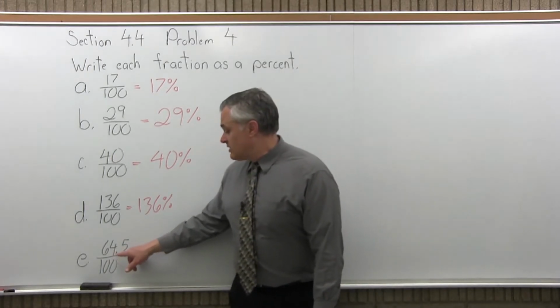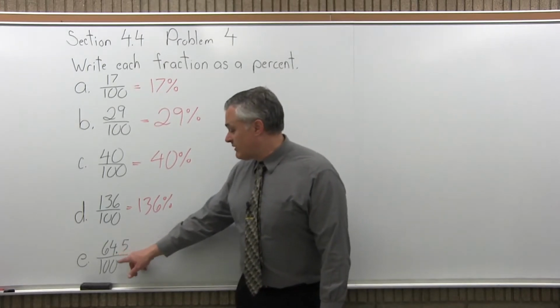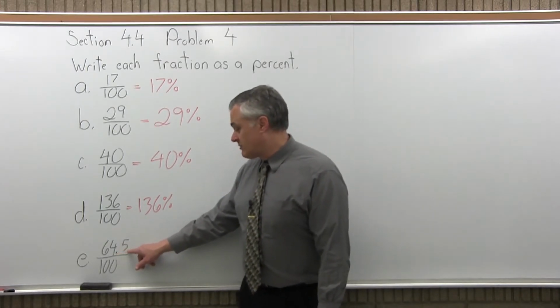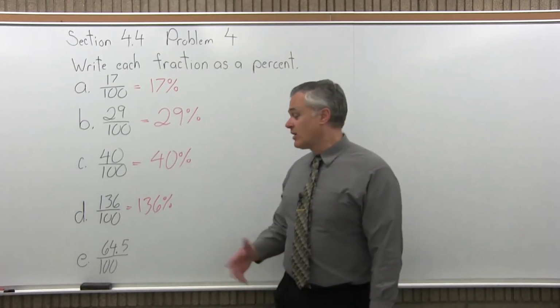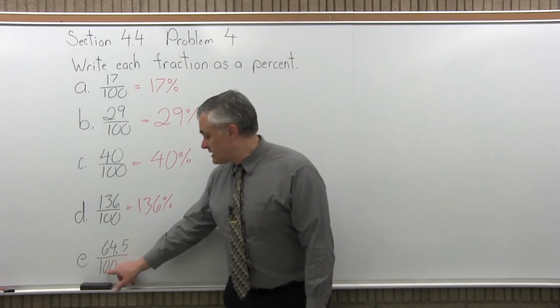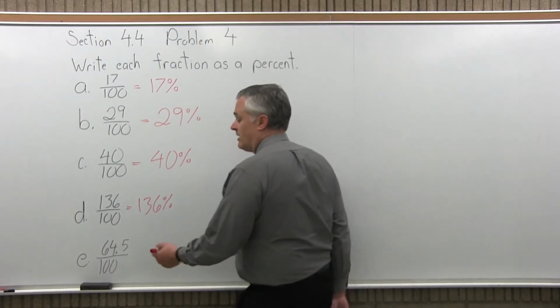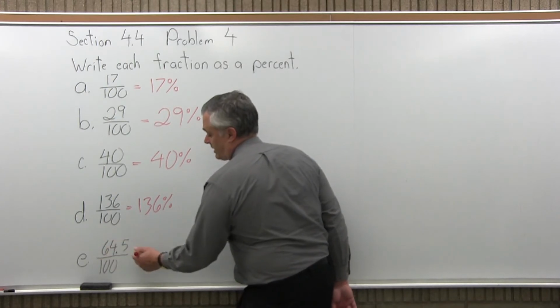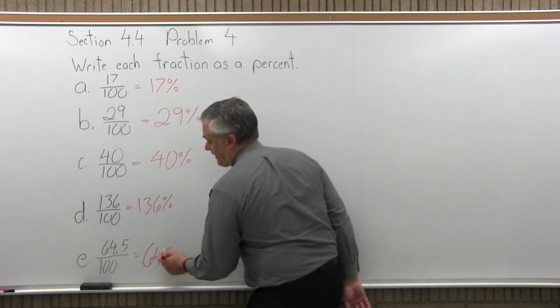And E, 64.5 over 100. Now again, you have a decimal and a fraction. You could make it only a fraction by moving the decimal over one position, both top and bottom. I don't want to do that. I could, but I don't want to because I want the denominator to be a 100. It makes the conversion to a percent very easy. When the denominator is 100, the percent is whatever the numerator is, 64.5%.